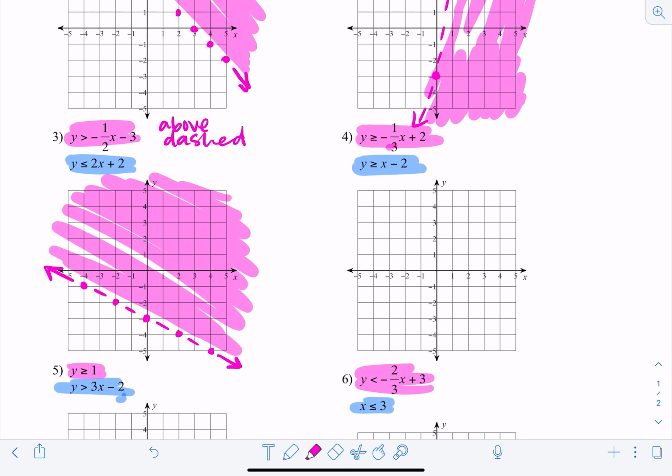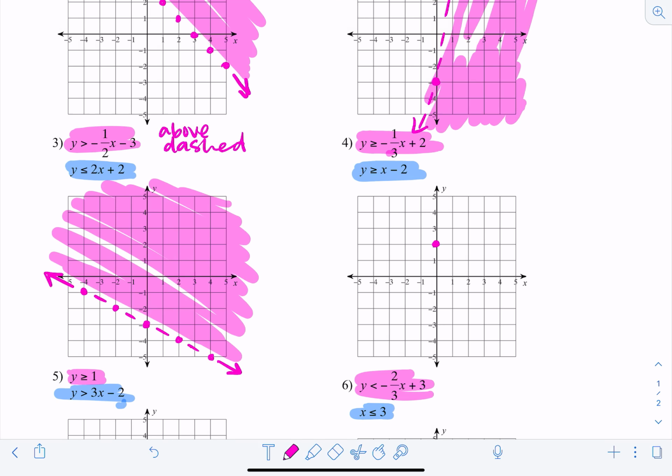Finally, number 4. Greater than or equal to is solid above. My line starts at 2. My slope is down 1 over 3. I'm going to go both directions here. This is a solid line. It's greater than or equal to.